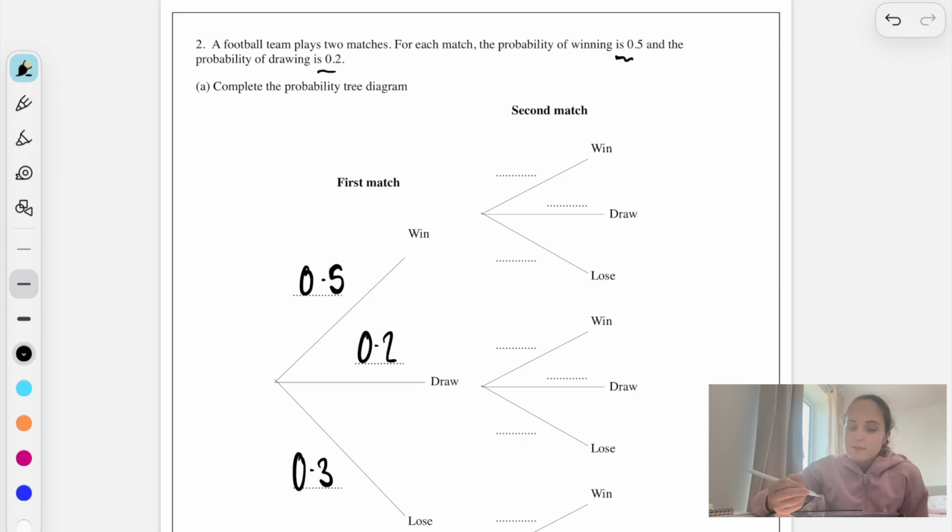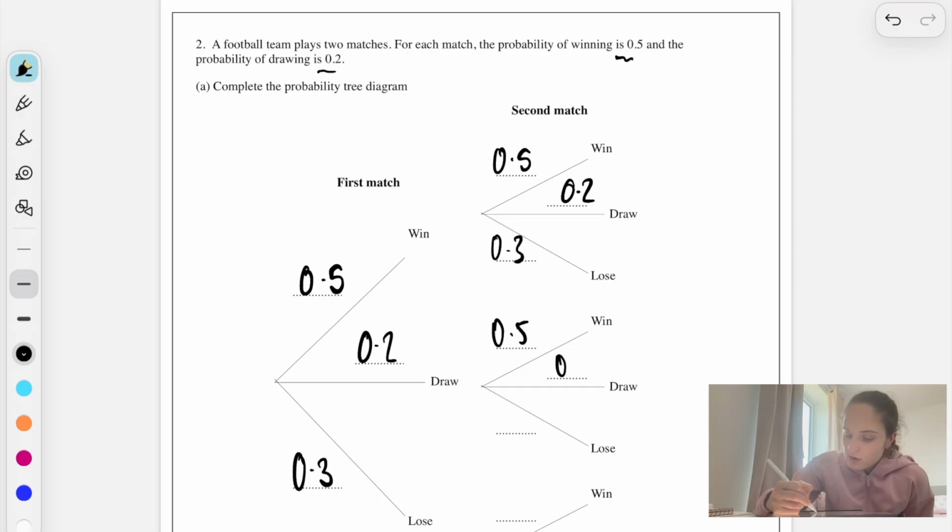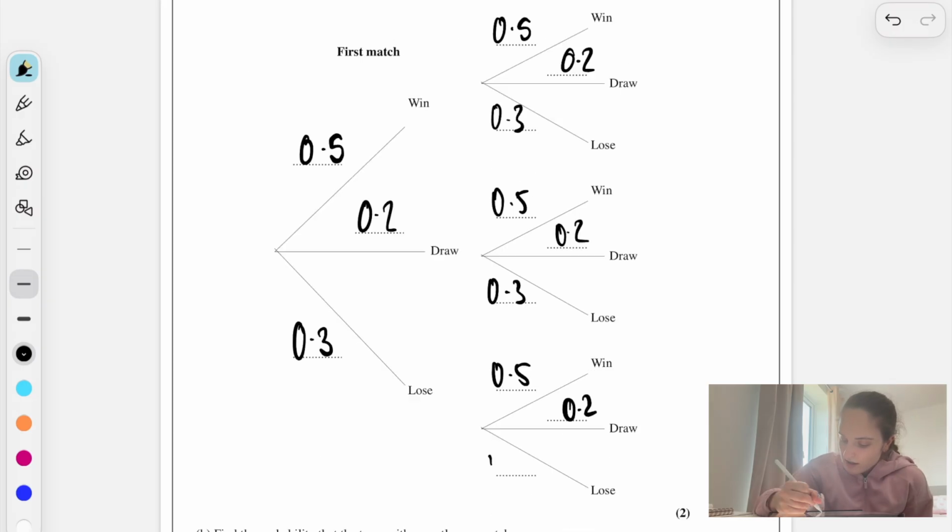Now again, these are independent events, meaning that regardless of what happened in the first match, it doesn't impact what's going to happen in the second match. So the probabilities for the second match is going to be the same. So we have 0.5, 0.2 and 0.3 for each. So we've done the tree diagram.